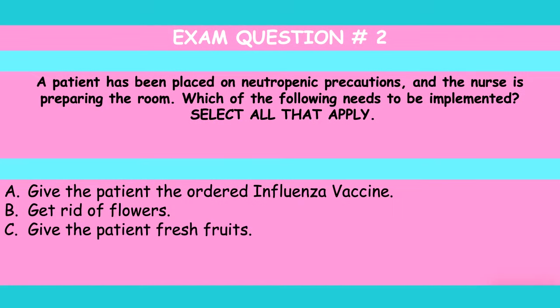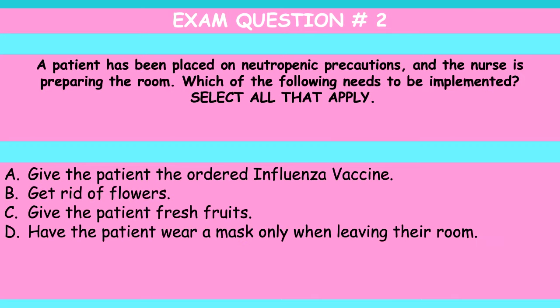C. Give the patient fresh fruits. A neutropenic diet is for people with weakened immune systems. This diet helps protect them from bacteria and other harmful organisms that are found in some food and drinks. If a patient gets a blood test and their neutrophil count is under 500, they would put them on a neutropenic diet. This diet consists of cooked foods. They are not allowed to have any raw fruits or vegetables.